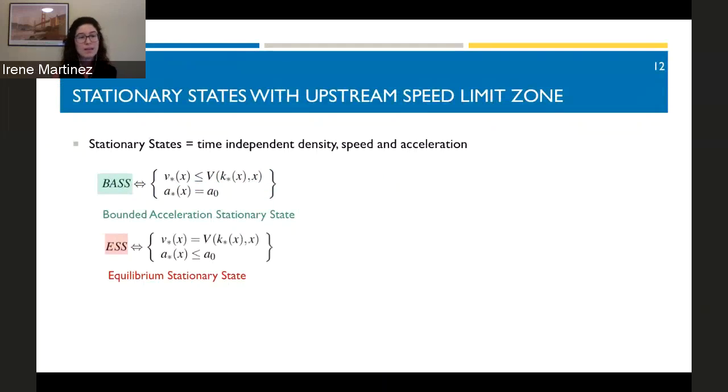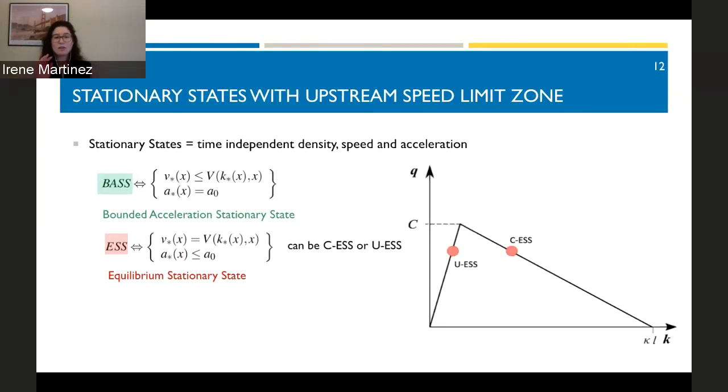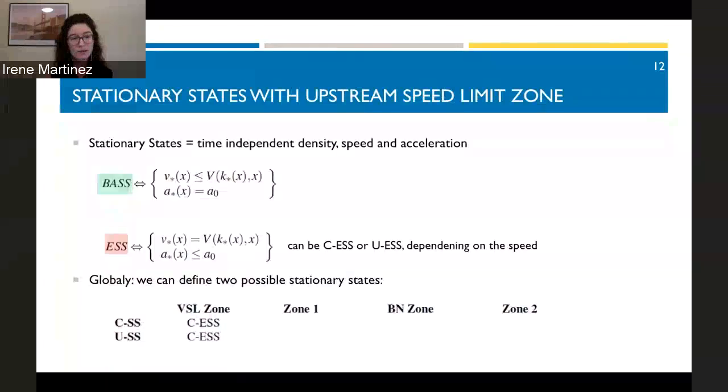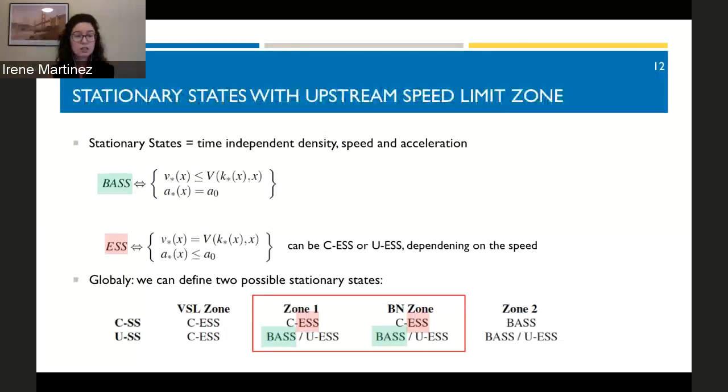Here we have the definition of BASS and ESS. Because the equilibrium stationary state is defined by the fundamental diagram, we can have both a congested equilibrium state or a non-congested equilibrium state. So we define globally two different types of stationary states. For both cases, the variable speed limit zone is, let's say, in the congested equilibrium state, because there's a queue and the speed is determined by the speed limit. But there's a queue, so there's enough demand. The difference is in this transition zone, the acceleration zone plus the bottleneck zone. In the congested state where capacity drop will arise, the whole stretch is in congested equilibrium stationary state.